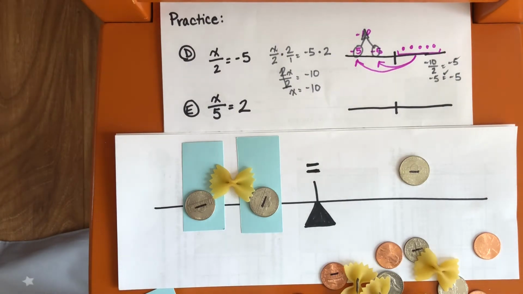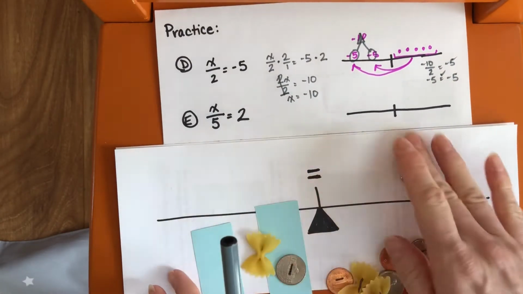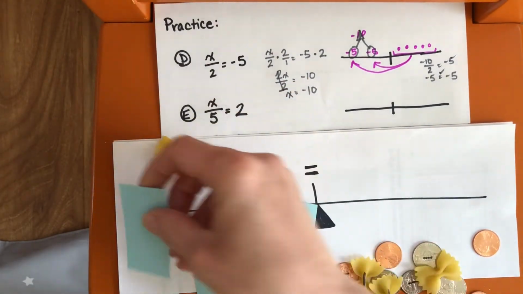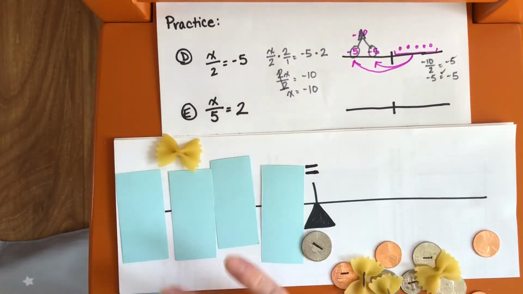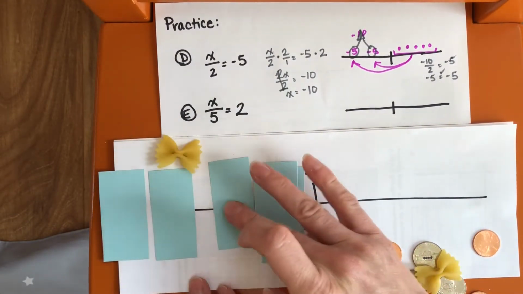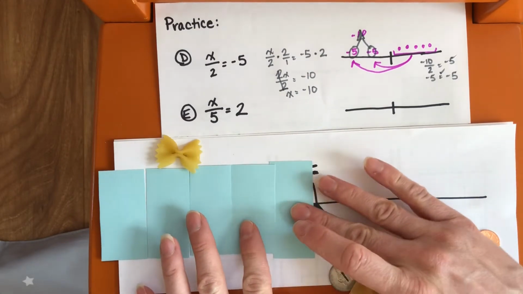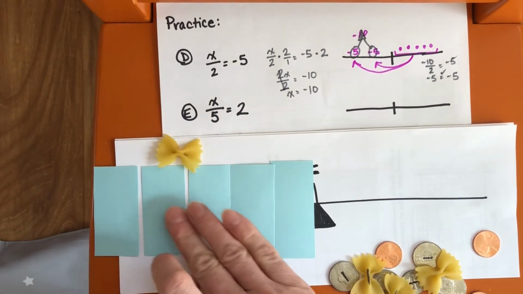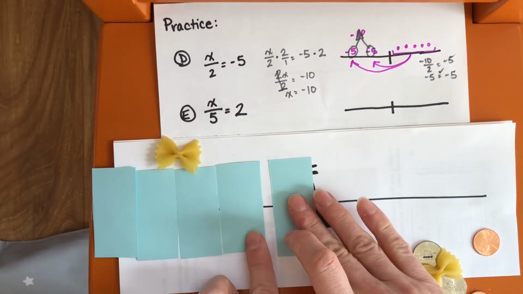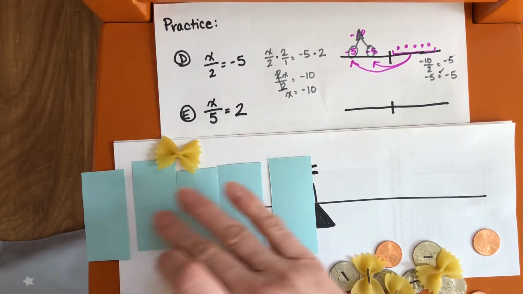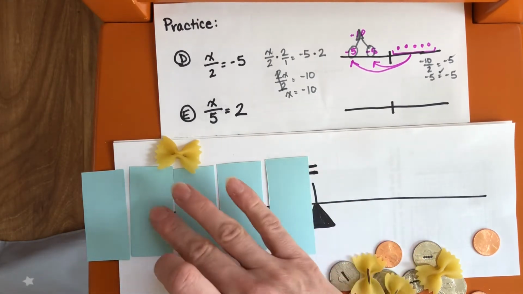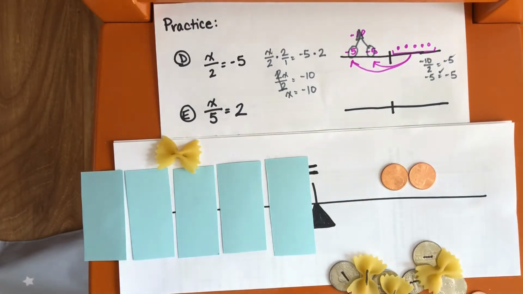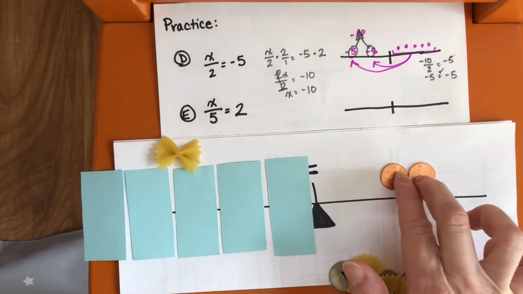All right, for E, we had x divided by 5 is equal to 2. So now my x is being split into 1, 2, 3, 4, 5. You can see as the problems get a little more complicated, we end up running out of space for our models, which is why we're trying to always move to either a representation or to the algorithm, which is the most efficient way to solve. So we have x divided by 5, represented by our 5 equal groups here in the blue paper, is equal to 2. Each of our equal groups is going to have that value of 2.